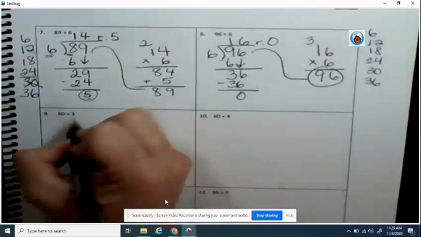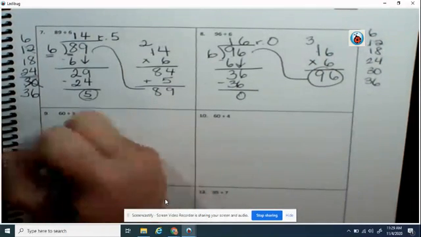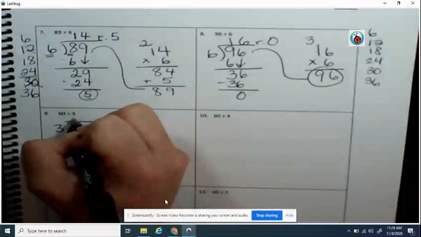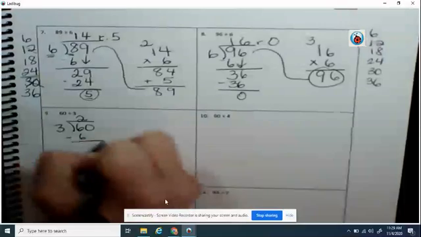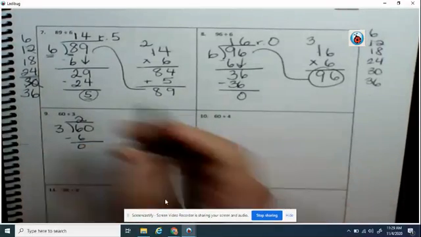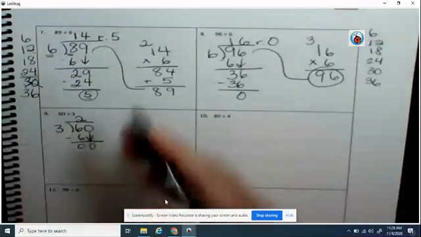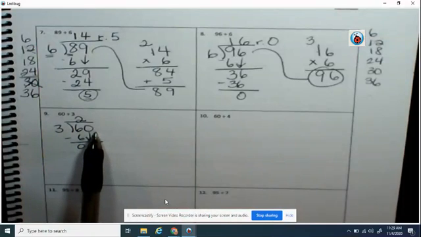All right, here we go. 60 divided by 3. 3 times 2 is 6. There's nothing left. I have 0. Uh-oh. What do? I have 0. Well, here's the thing.